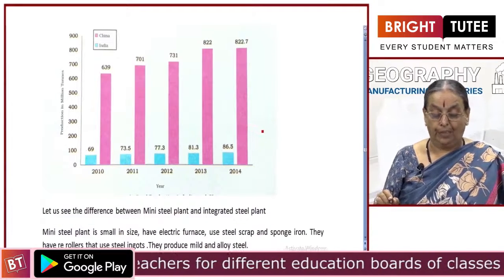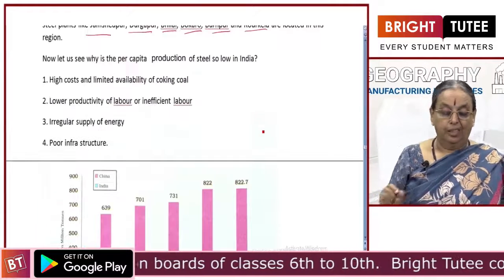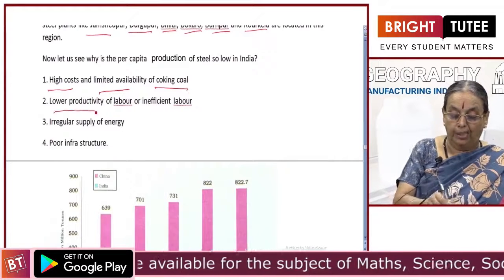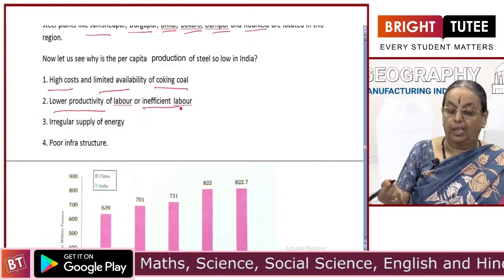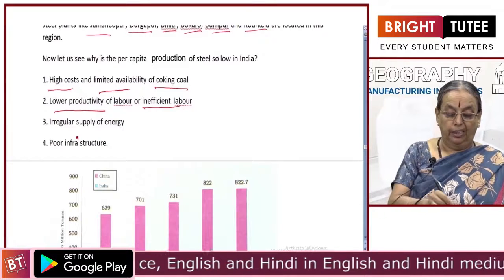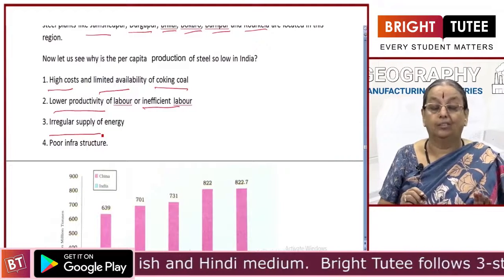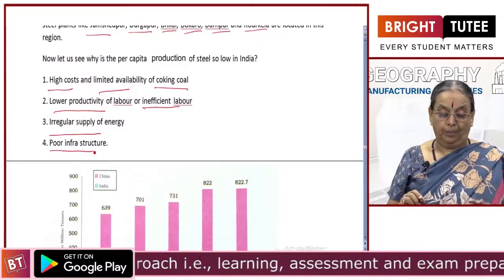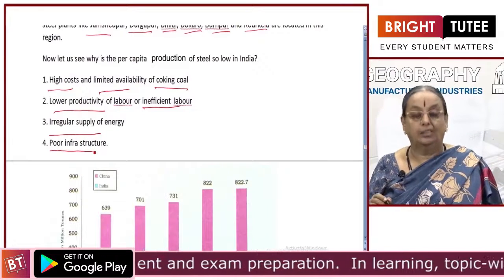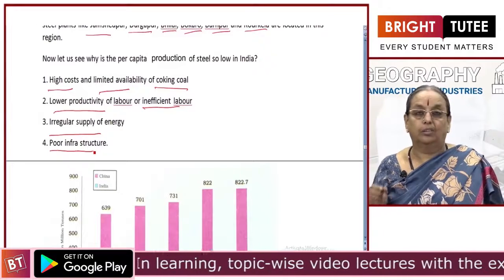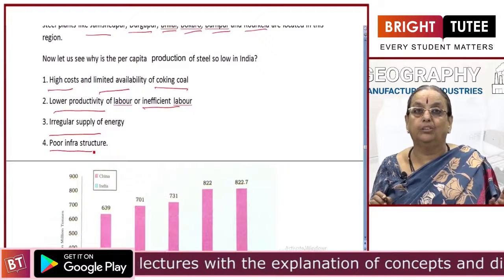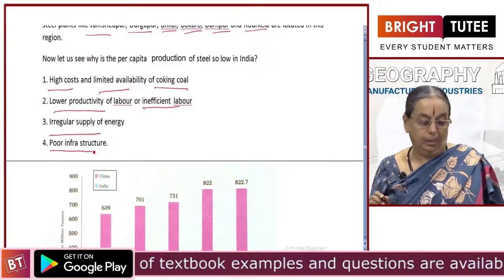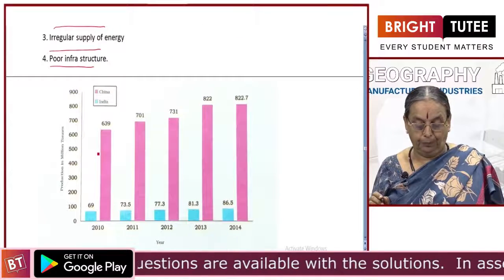So, there are some factors which are responsible for this. The reason for this is the high cost and limited availability of coking coal, and then the productivity of labor is very low, or I can say inefficient labor. And one of the serious problems with every industry is the irregular supply of energy or electricity, and then poor infrastructure, that is, the development of roadways and railways is still not good, because heavy industries need efficient means of transport for assembling the raw materials and distributing the finished goods. So, the infrastructure still needs to be developed.